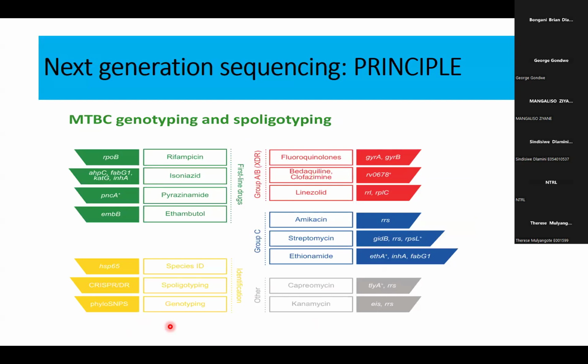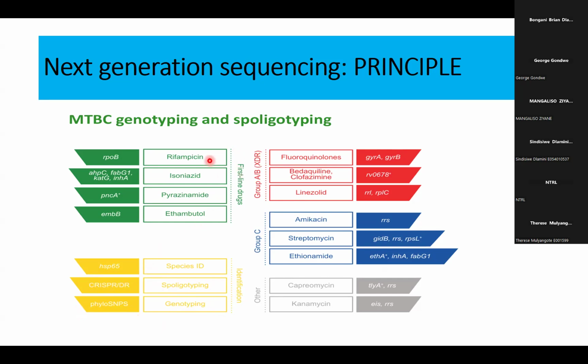These are the capabilities that the kit has. From the kit that we use for sequencing, these are the related genes, and even here, these are the related genes. Let's start with the yellow section for identification. For species identification, we're using this target, which is hsp65. Spoligotyping is the CRISPR, and for genotyping, we're using the phylogenetic SNPs.